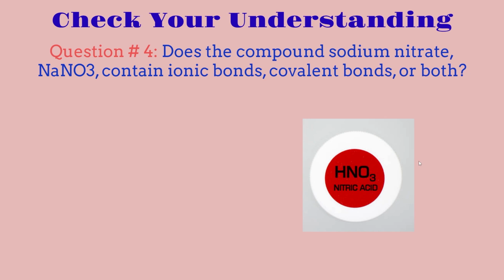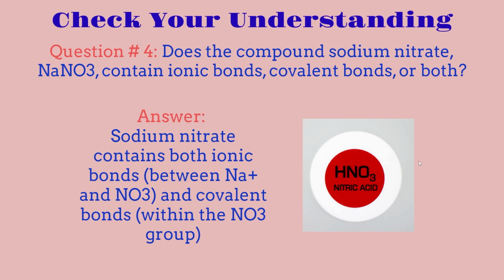For question number 4, does the compound sodium nitrate, which is NaNO3, contain ionic bonds, covalent bonds, or both? For the answer, sodium nitrate contains ionic bonds because it's between Na+ and NO3-, and it also contains covalent bonds within the NO3 group. Inside of NaNO3, it is an ionic bond because the sodium and the NO3 are different ions, so when they combine, it creates an ionic bond. And then it's also a covalent bond because inside of the NO3, it's all nonmetals. The answer is that sodium nitrate contains both.